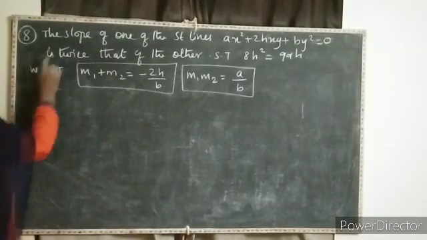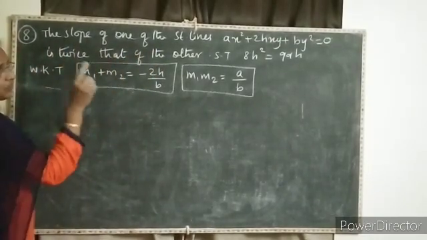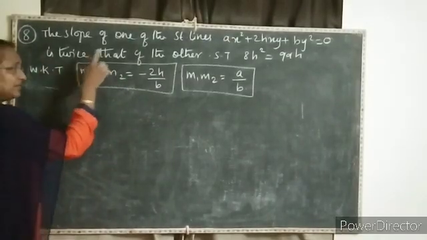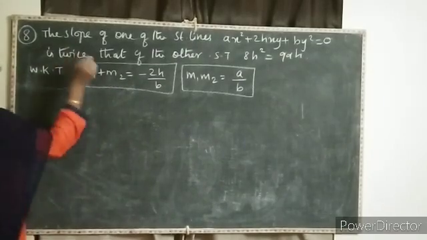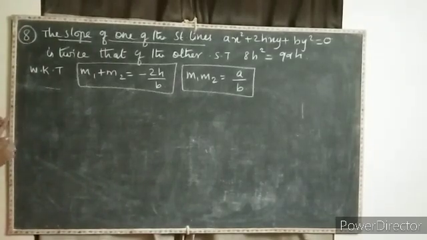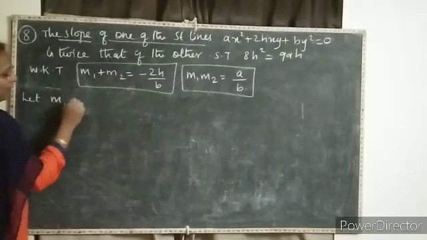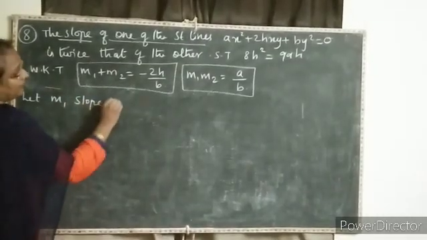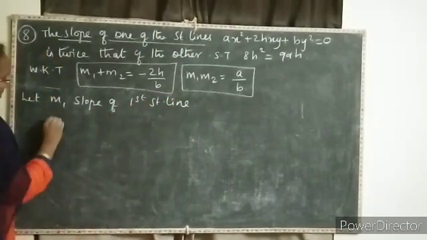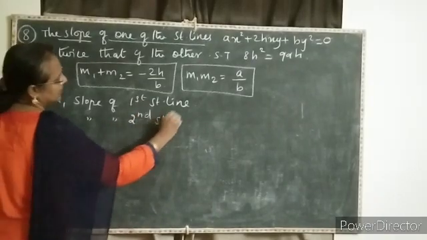Now look into this. The slope of one of the straight lines ax squared plus 2hxy plus by squared equal to 0 is twice that of the other. The slope of one of the straight lines is twice that of the other. Now let M1 be the slope of the first straight line, and M2 be the slope of the second straight line. Is it clear?